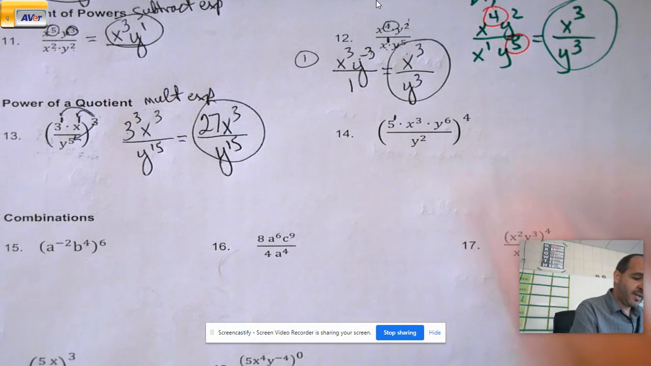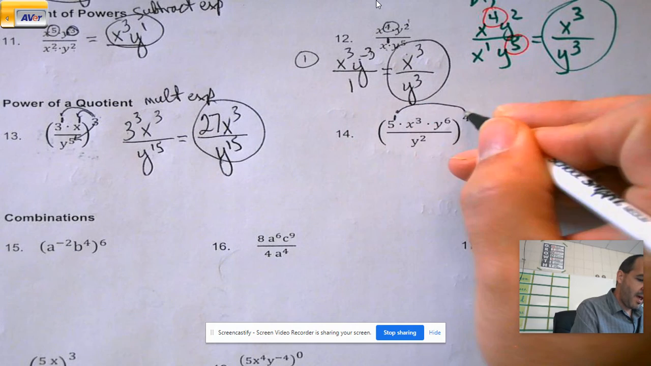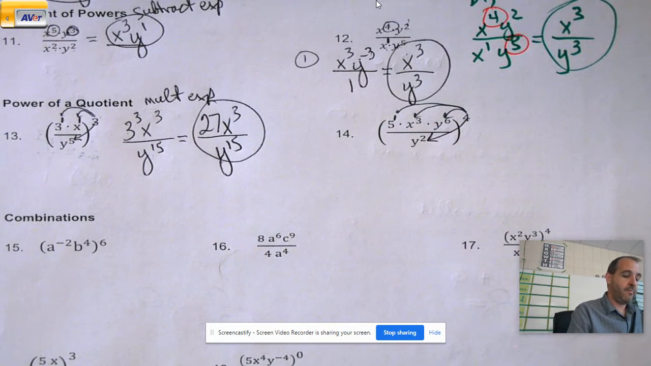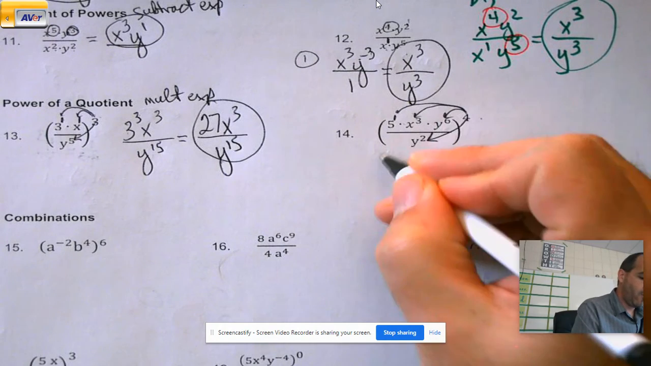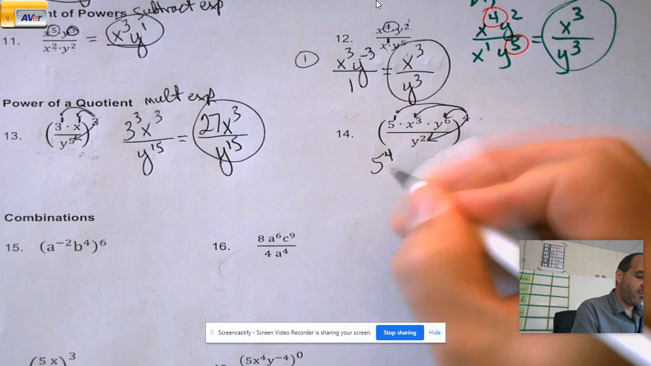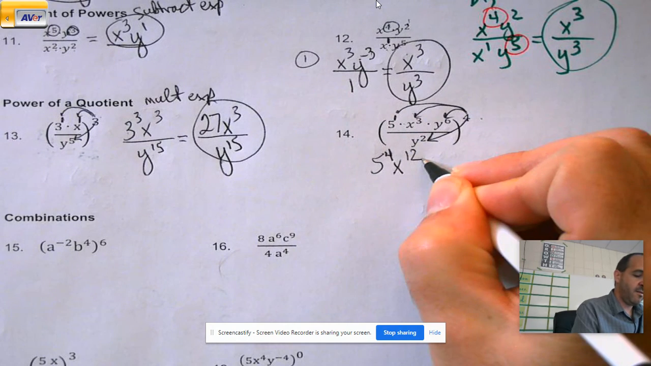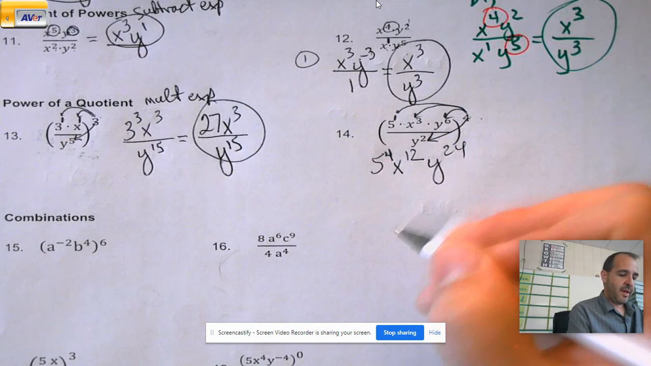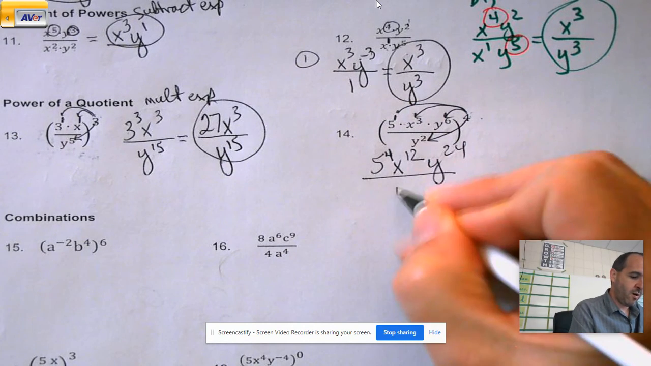Same thing on 14. Every exponent gets some of the 4. 1 times 4 is 4. 3 times 4 is 12. 6 times 4 is 24. And 2 times 4 is 8.